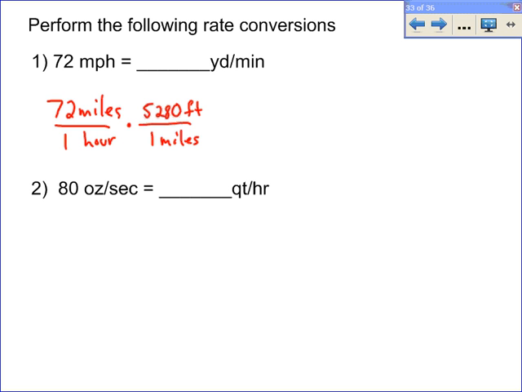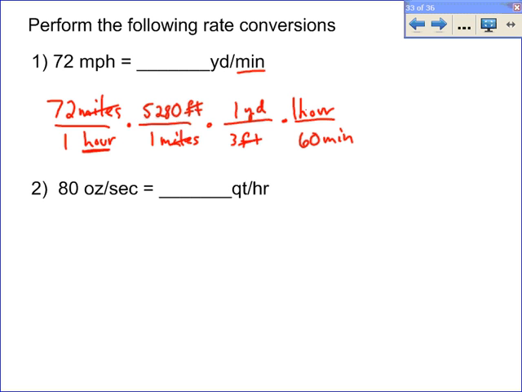Now I need to go from feet to yards. Well, I know there are 3 feet in every 1 yard. So now the miles are gone, the feet are gone, and I'm left with yards. So now I've got yards per hour. If I multiplied this out, that would give me how many yards per hour. But I don't want yards per hour, I want yards per minute, so I've got to get rid of this hour. Since the hour's in the denominator, I need to multiply by it in the numerator. 1 hour is the same as 60 minutes.